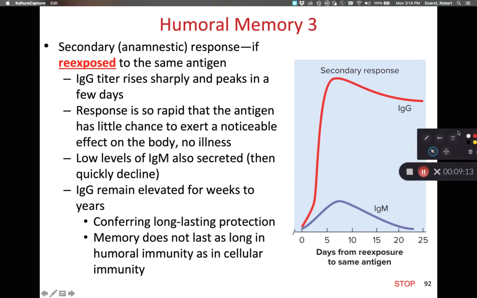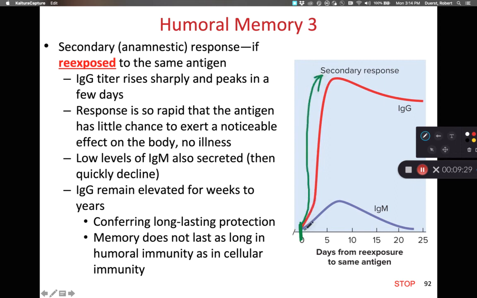So as we're looking at our subsequent exposure, our secondary response, we have the initial exposure, and the same day, within hours of the re-exposure, we are going to have a skyrocketing concentration of immunoglobulin G and a rising concentration of immunoglobulin M. So instead of waiting a week or 2 weeks for a peak in immunoglobulin concentration, we have it peak in just a couple days. And the response is so rapid that this antigen, whatever the antigen is, has almost no chance to affect our bodies noticeably. And many times, we don't get sick at all.